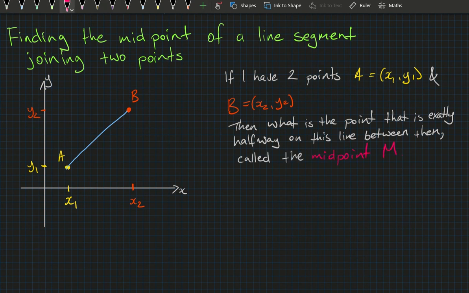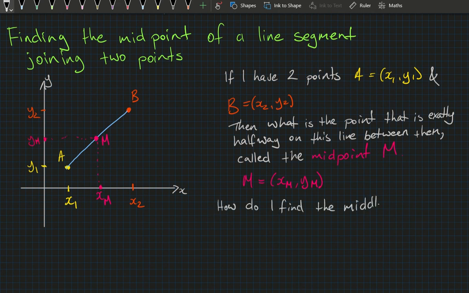Let me mark that in on the graph. Let's notice that M is a point with X value xm and Y value ym. We can notice that xm is halfway between x1 and x2, and ym is halfway between y1 and y2. Now how do I find the middle of two numbers?